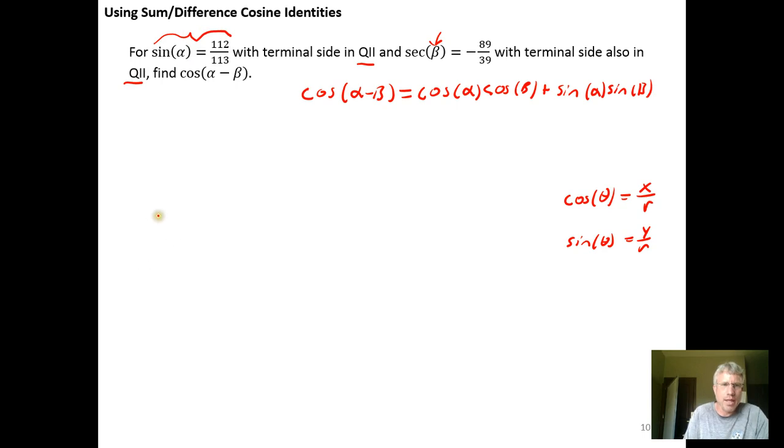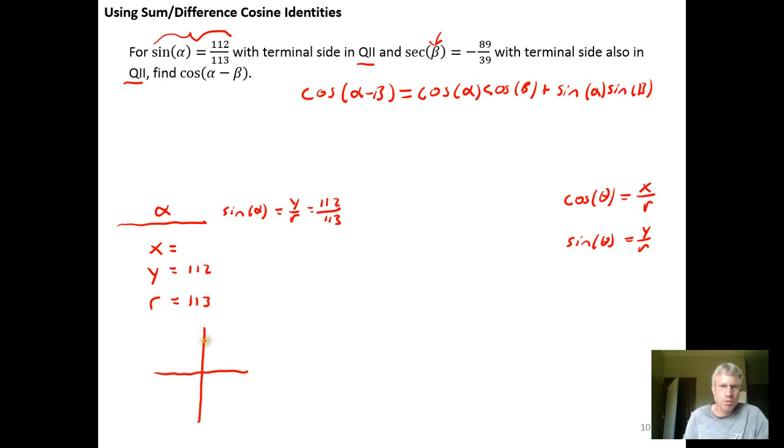So working first with angle alpha, we want to think about what we've been given. We were told that the sine of alpha, which we know is equal to y over r, is 112 over 113, which tells us that we don't know what x is, but we do know that y is equal to the numerator 112, and r is equal to 113. We are going to be on a circle of radius 113, and we don't know the x-coordinate, but we do know the y-coordinate.